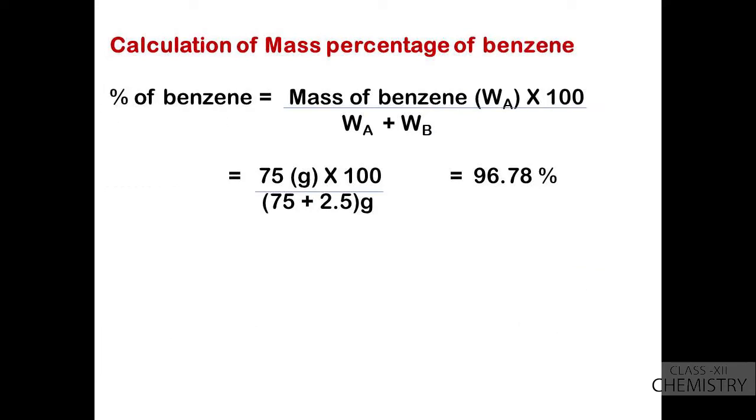Now our next step is to calculate the mass percentage of benzene. In this numerical we are asked to calculate the mass percentage of benzene, and it is calculated by the formula: mass of the benzene WA into 100 divided by the total mass of the solution, that is WA plus WB. Mass of the benzene is given in the numerical, that is 75 gram into 100, and mass of the solvent is 75 plus mass of the solute 2.5. When we add these, we find the total mass present in the solution, and we got the result 96.78%.